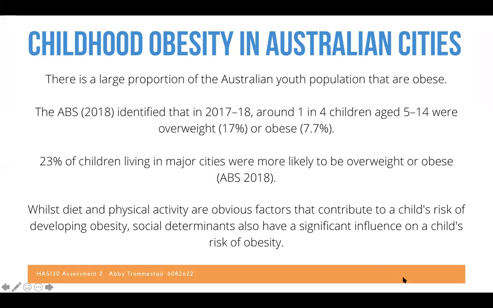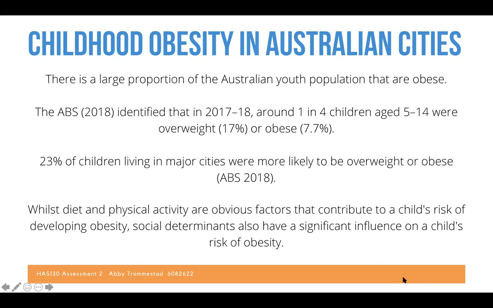Childhood obesity in Australian cities. There is a large proportion of the Australian youth population that are obese. The ABS identified that in 2017 to 18, around 1 in 4 children aged 5 to 14 were overweight or obese. 23% of children living in major cities were more likely to be overweight or obese.